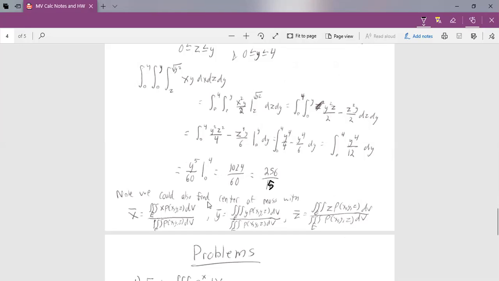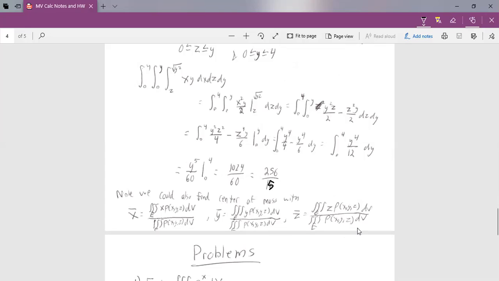So now if we wanted a center of mass, we could do this in the normal way. In the case of x bar, you find the moment about the yz plane, which is the triple integral of x times the mass density. Y bar is the moment about the xz plane, which is y times the mass density, and z bar is the moment about the xy plane, which is z times the mass density. All within a triple integral. And we put these all over the mass, which is what we already found, 256 over 15, and this gives us a center of mass.